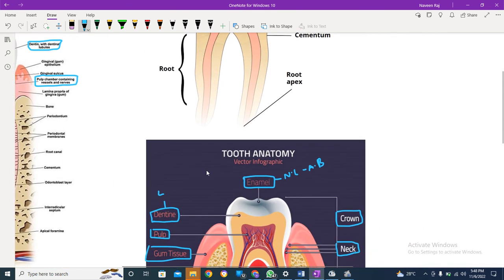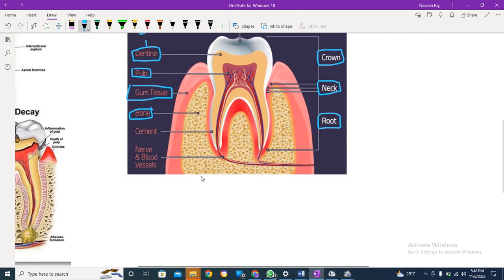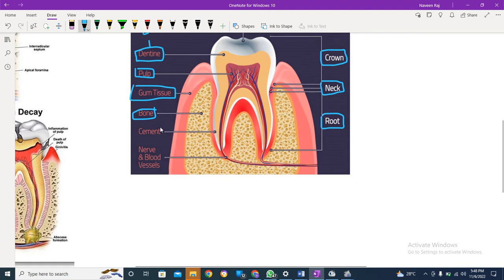Okay, let's move forward. We have cement. What is cement? We also term it cementum, or cement. What is the function of cementum or cement? Let me take that out for you guys. I'm just looking for a good picture that can help you out.